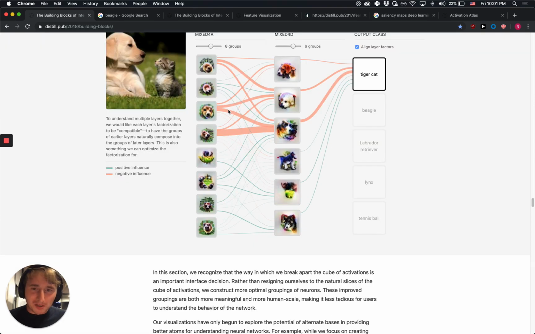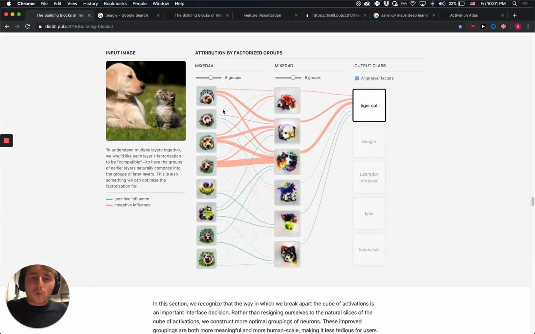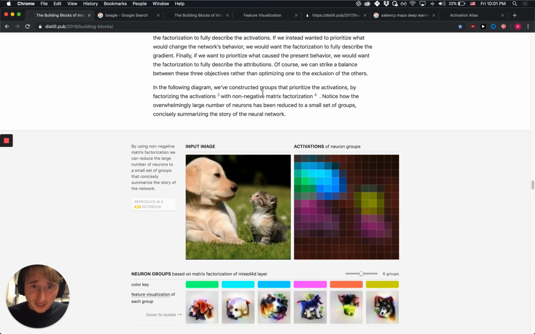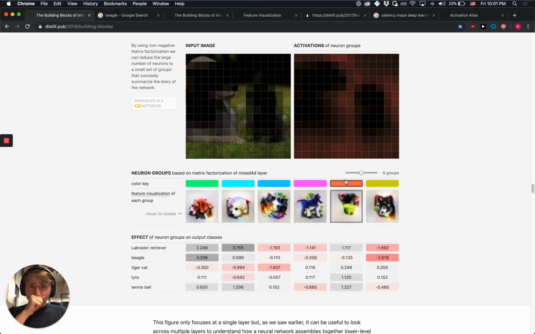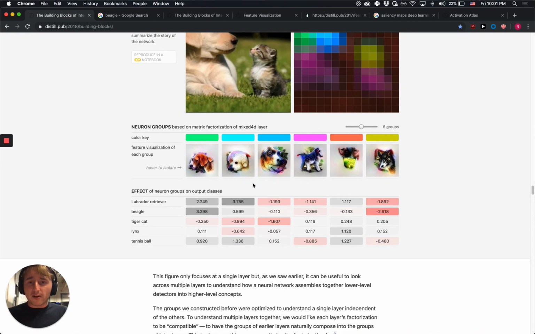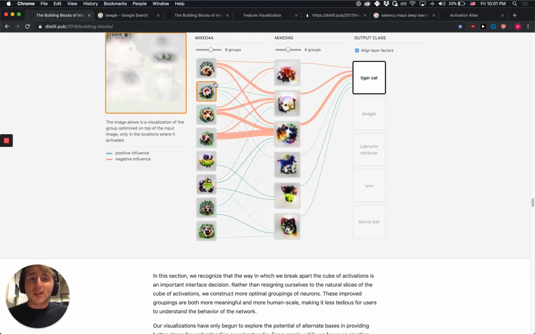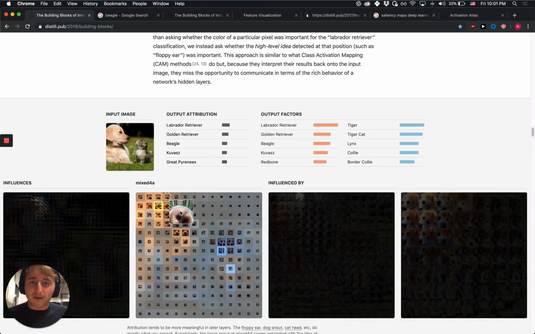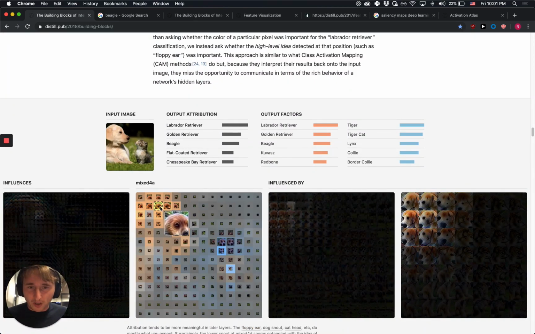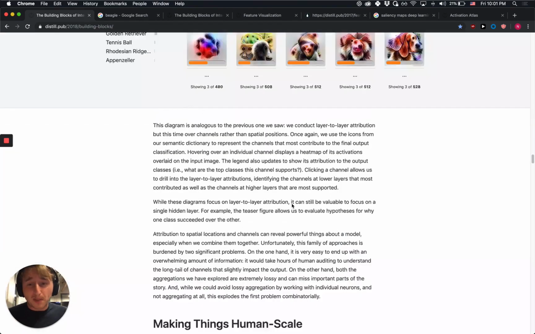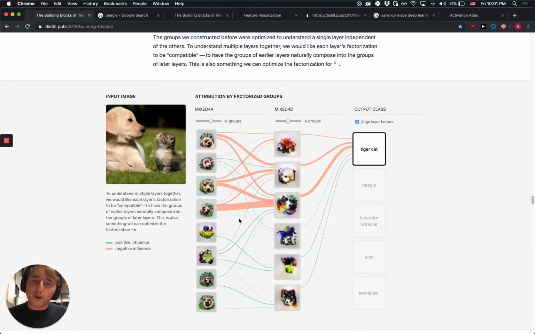Okay, so I think we're almost at the end. What we're looking at in this diagram is applying NMF, non-negative matrix factorization, the same technique we're doing here, but instead of doing it on one layer, we're doing it on multiple layers and seeing how they work together. This is a very similar story to the one we did up here, where we looked at multiple layers of attribution. So how does this one spatial position affect this one? But instead of looking at one spatial position, we're looking at these kind of arbitrary groupings.